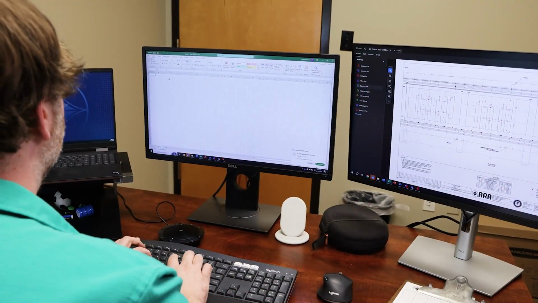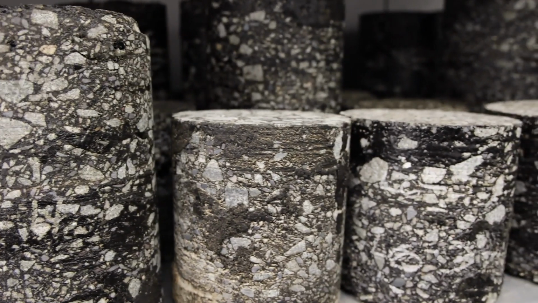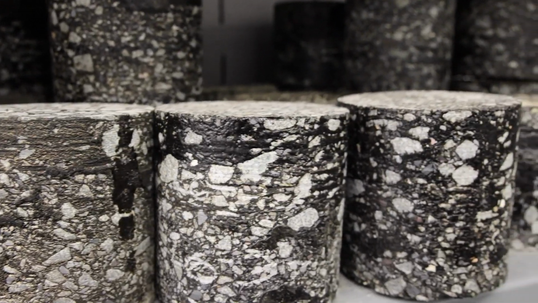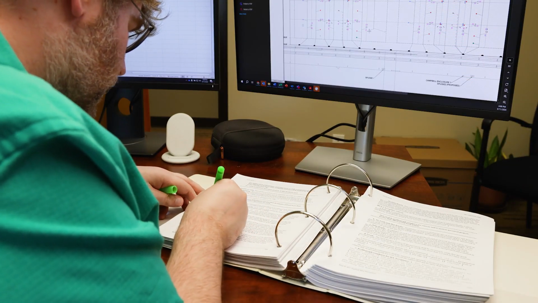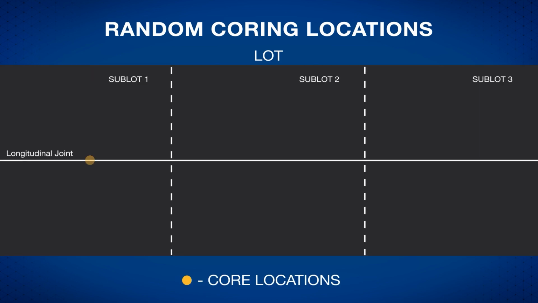Before going to the site, determine the appropriate frequency of core samples according to the specifications. Cores may have different diameters based on the test. Refer to the specs to know which size to collect. Next, randomly generate locations for sampling station and offsets for the mat and joints within each sublot.